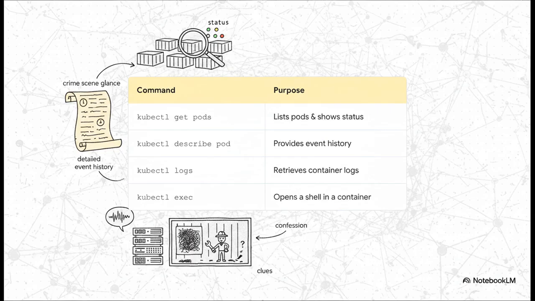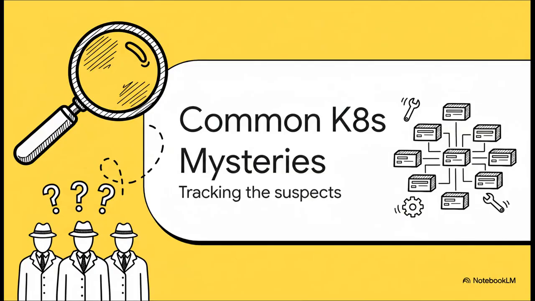If that doesn't crack the case, it's time for kubectl logs. This lets you hear the application's last words, the error logs it spit out right before it died. And for those times when you really need to get your hands dirty, there's kubectl exec. This literally lets you teleport inside the container itself to poke around and check things like network connections or file permissions.